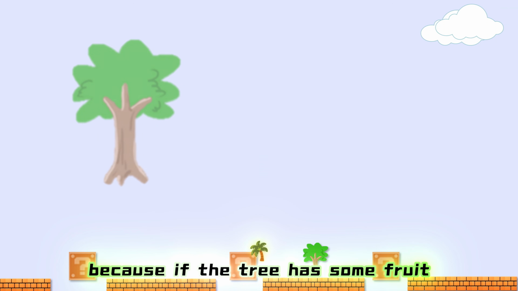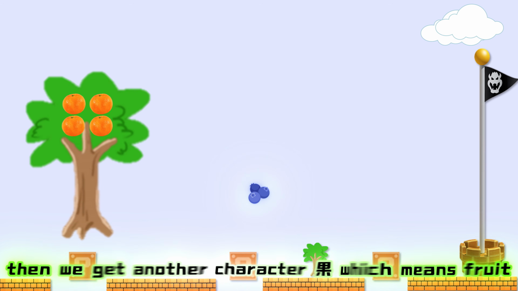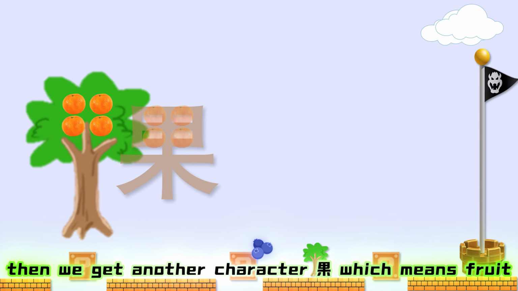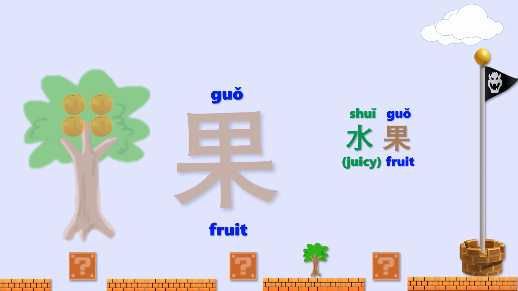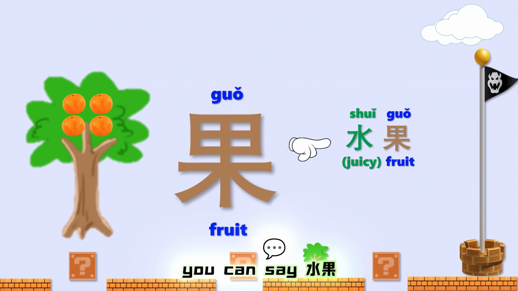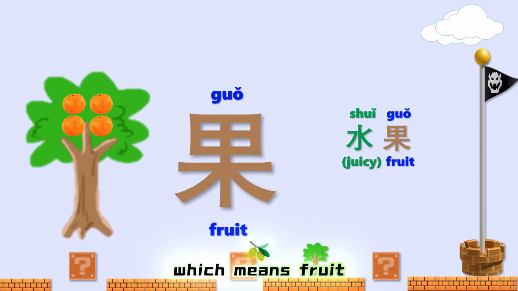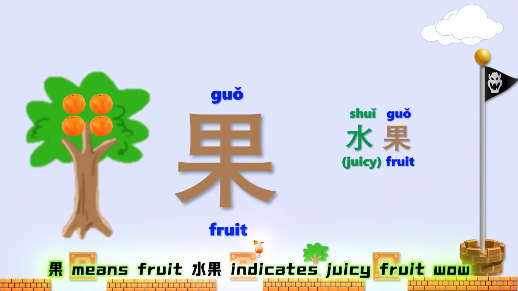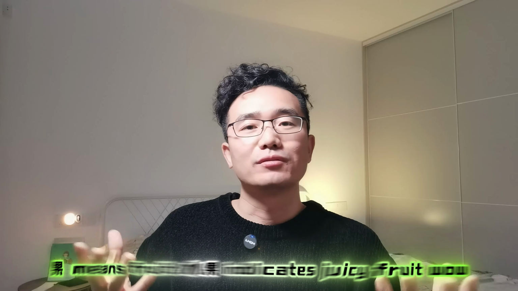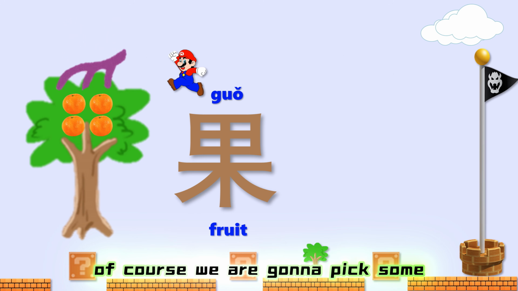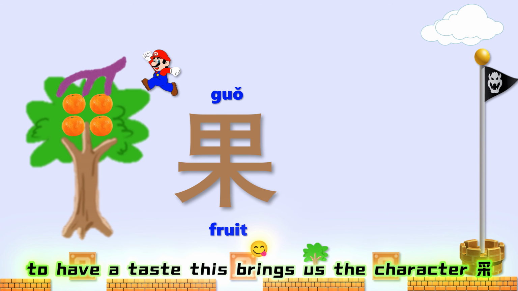Because if the tree has some fruit, then we get another character, 果, which means fruit. You can say 水果, which means fruit. 水 means water. 果 means fruit. 水果 indicates juicy fruit. Wow, such juicy fruit. What are we gonna do with it? Of course, we are gonna pick some to have a taste.